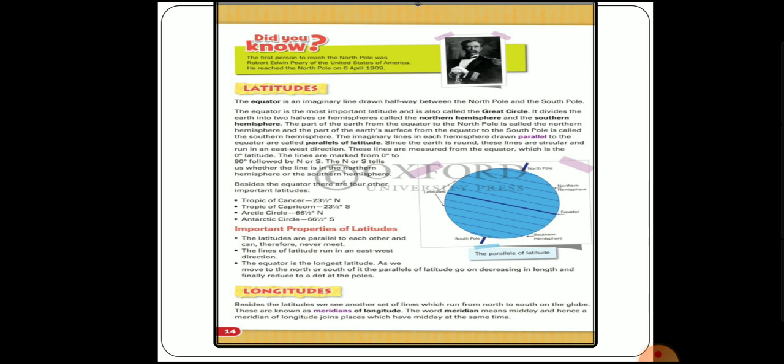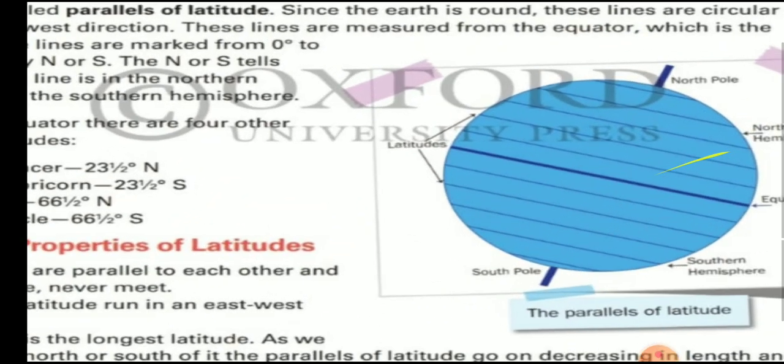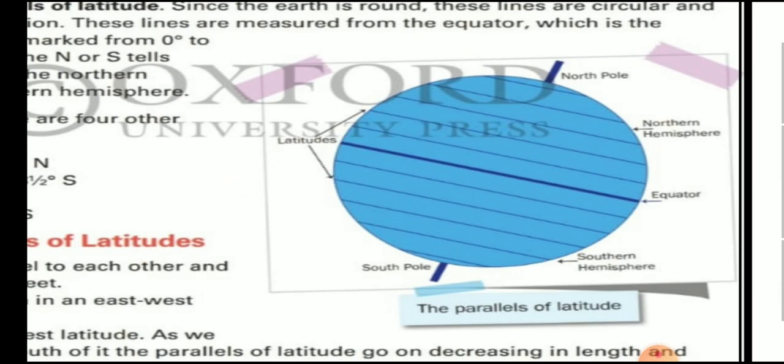So we will learn about latitudes now. The equator is an imaginary line drawn halfway between the North Pole and the South Pole. The equator is the most important latitude and is also called the great circle. We can see in the image there is a line that is darker than the other lines.